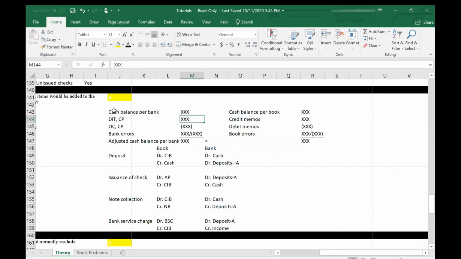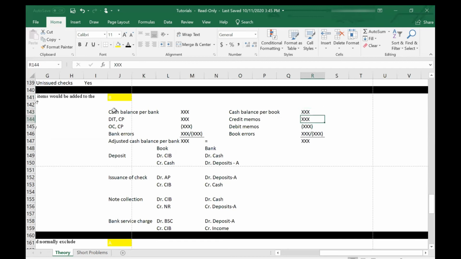The check has already been issued by the company. It's just that hindi pa siya napapa-encash ni, let's say for example, ni supplier, yung taong pinagbayaran mo. Hindi pa siya na-record ni bank, so dapat i-deduct mo. And then you adjust bank errors as the case may be, and you arrive at the adjusted cash balance per bank.